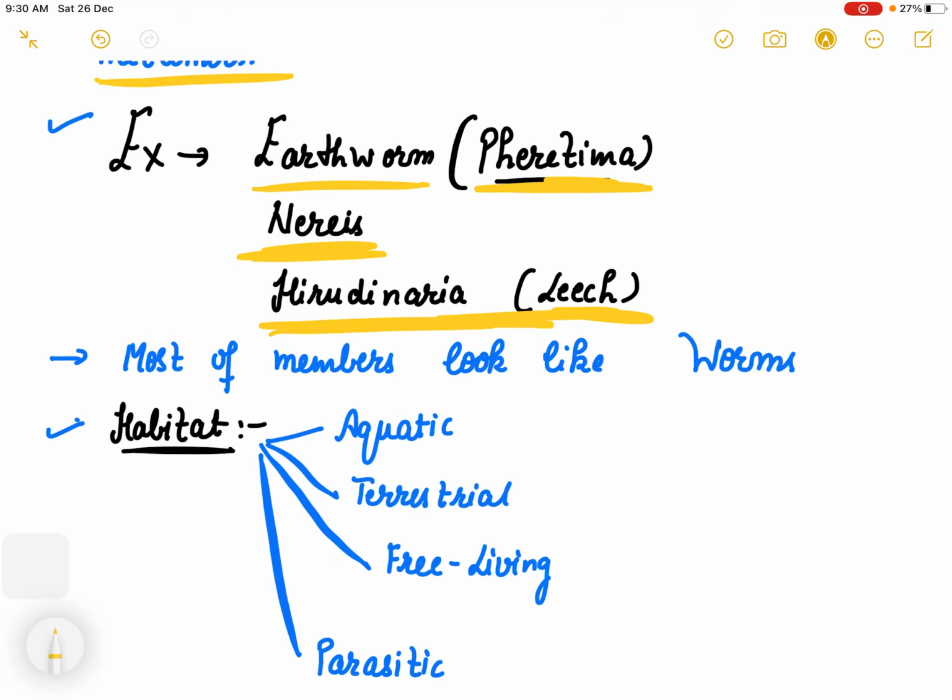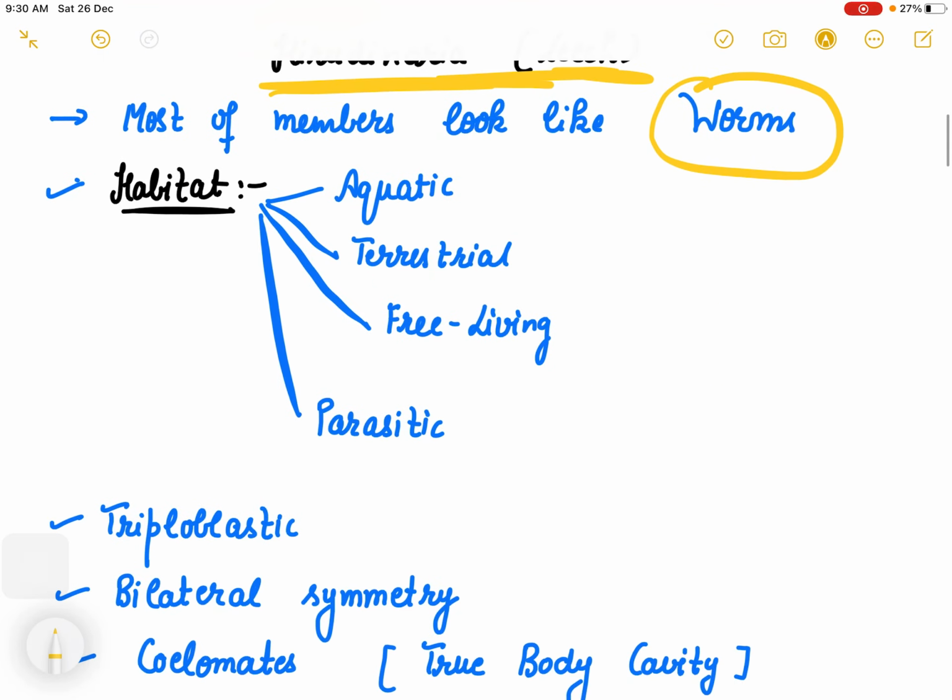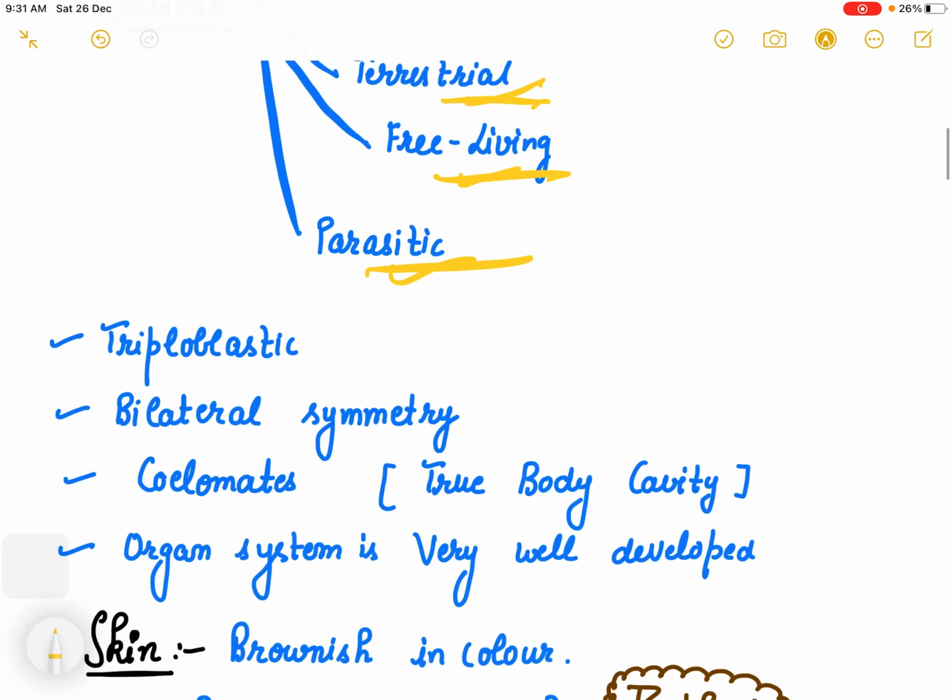Most of the members, I already told you, look like worms. Habitat, you can find them in aquatic as well as terrestrial. They are free living forms, as well as a few are parasitic also. So they do not have a very fixed habitat, like the sponges and like your Ctenophora group. They can be aquatic, they can be terrestrial, free living, and few are parasitic also.